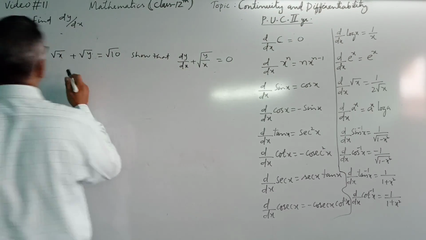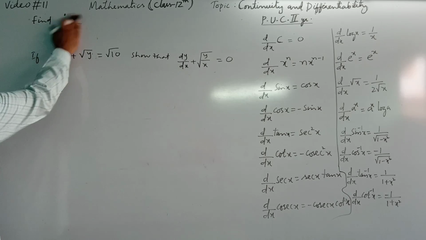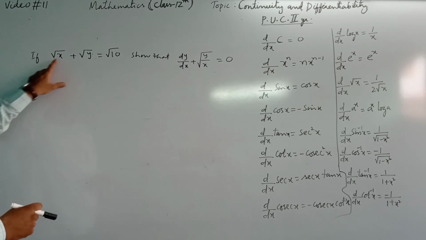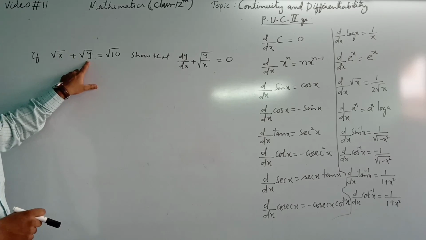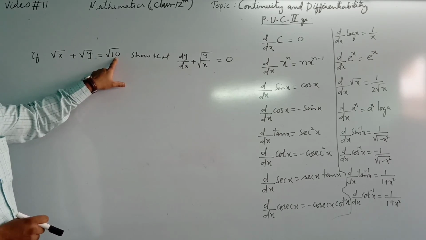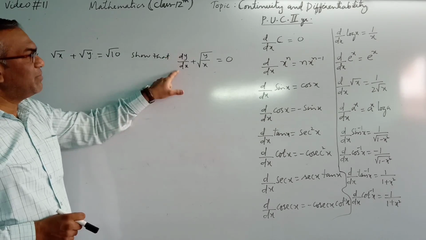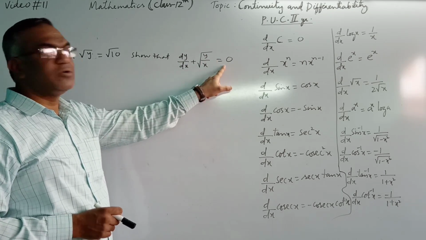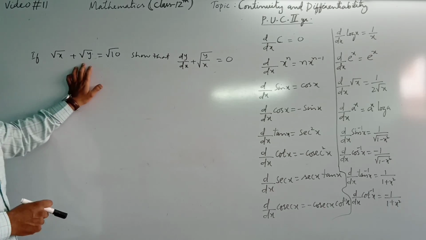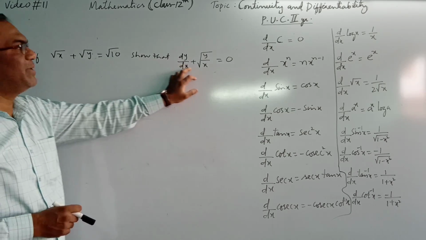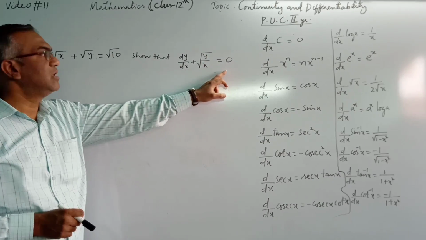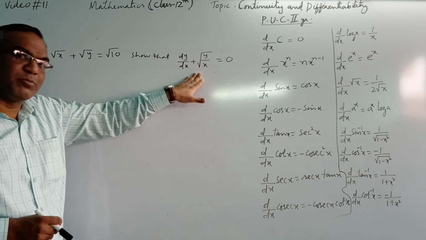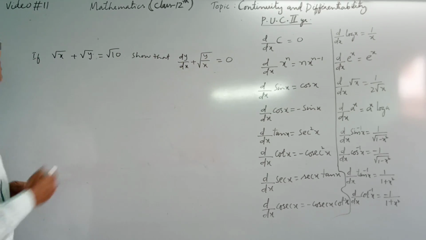Next question is, this time it's not find the derivative. The question is given like this: if root x plus root y is equal to root 10, show that dy by dx plus root y by x is equal to 0. We have to differentiate this and get this answer. We have to show, we have to prove this. This must be the answer, right?